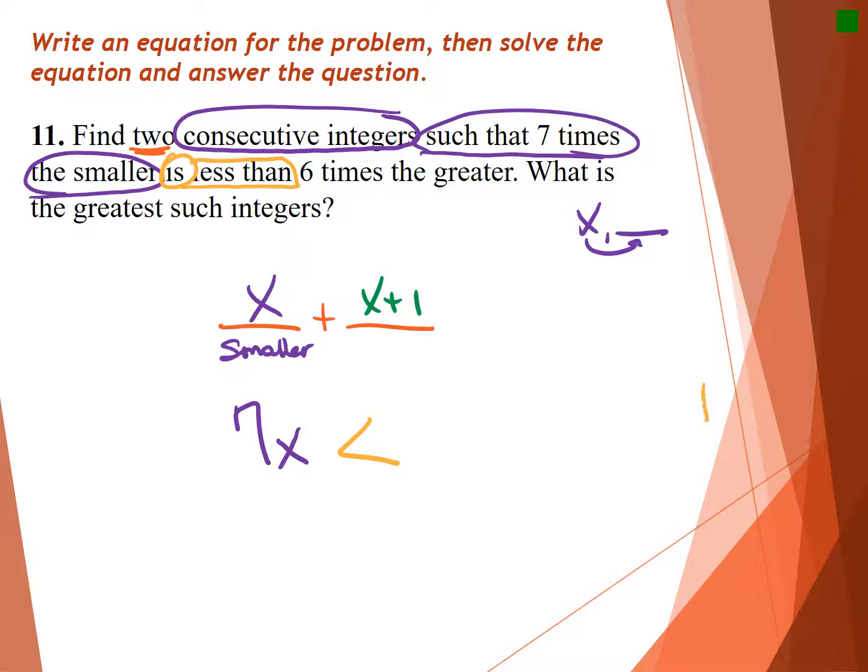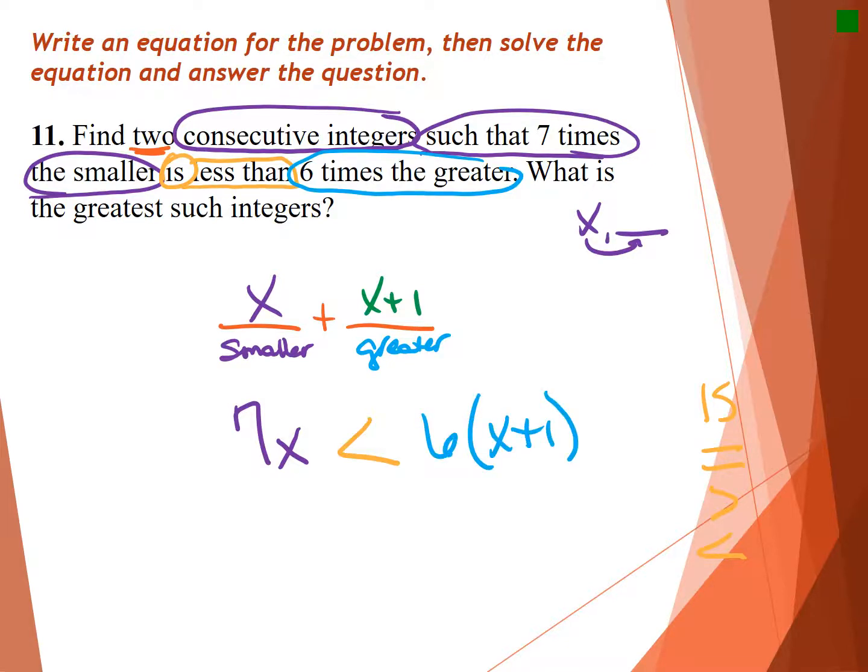The word is either going to be equals, greater than, or less than. And then it says 6 times the greater. Well, this is my greater integer, so it's going to be 6 times that whole thing. You're going to need parentheses there.